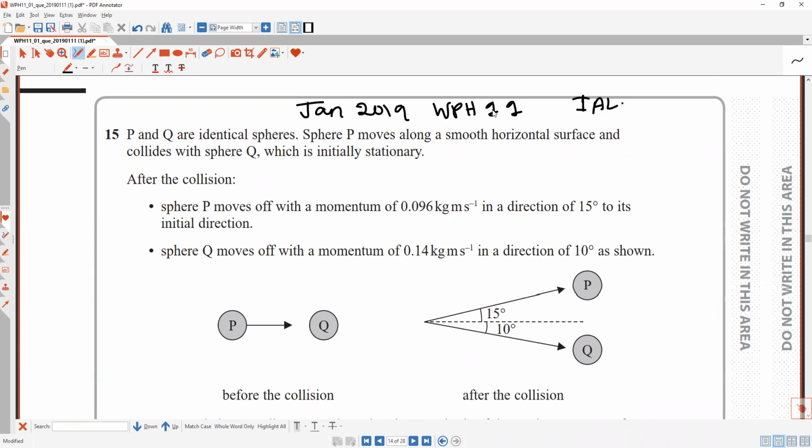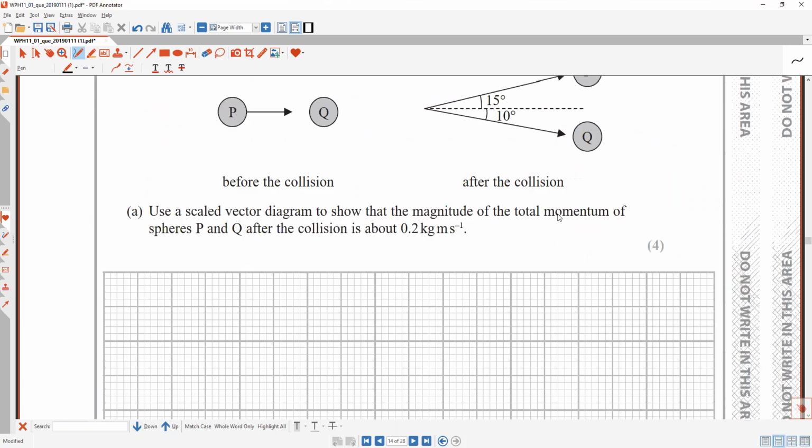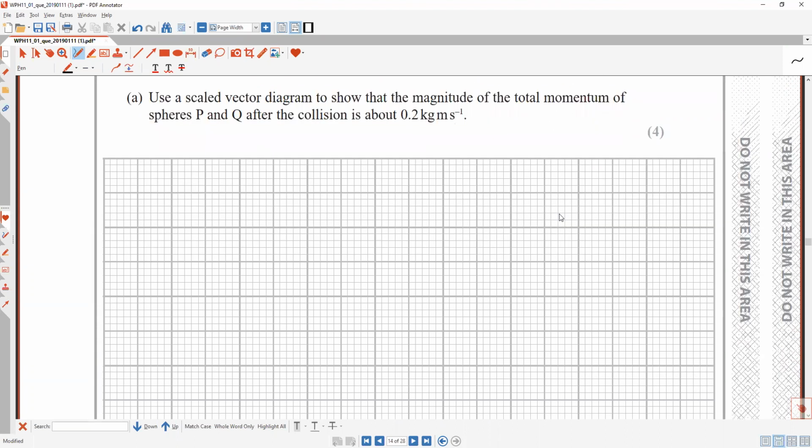Can you see a vector diagram regarding P and Q has been drawn over here? But this is the momentum. Momentum is a vector quantity. So you can draw a vector diagram over here. Okay, so I'll try my best to show this.